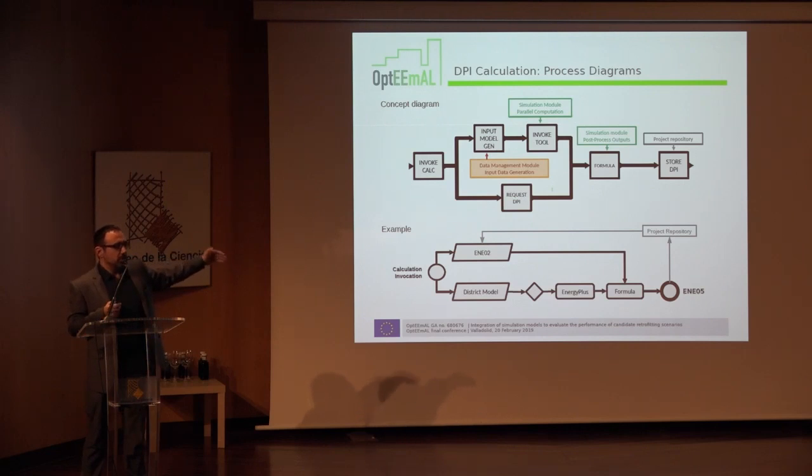And on the bottom, you see an example where DPI energy 05 depends on DPI energy 02. Here we use Energy Plus as an invocation. We invoke Energy Plus for the calculation. We compute energy 02, and then using the formula and the results of Energy Plus, we compute energy 05.